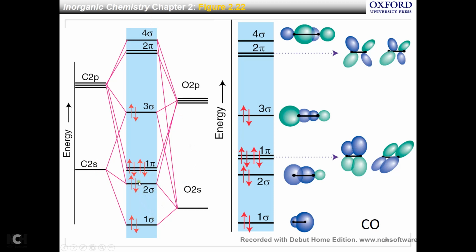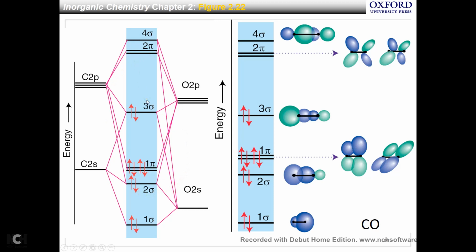Okay, before the mixing, the 2 sigma is supposed to be here. And this 2 sigma interacts with 4 sigma. Again, that will bump the lower MO even lower, the higher MO even higher. That's why this 2 sigma has lower energy than the 2s orbital, shown in this MO diagram.